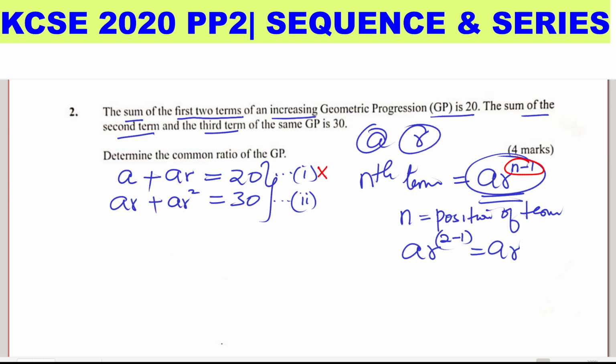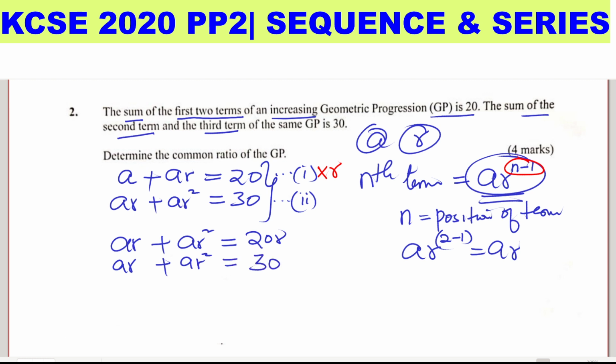I can multiply the whole of the first equation by R. Each and every term of this equation must be multiplied by R. So A times R gives AR, plus AR times R gives AR squared, then 20 times R gives 20R. For the second one, you just multiply by 1 or leave it the way it is. So this will be AR plus AR squared is equal to 30.